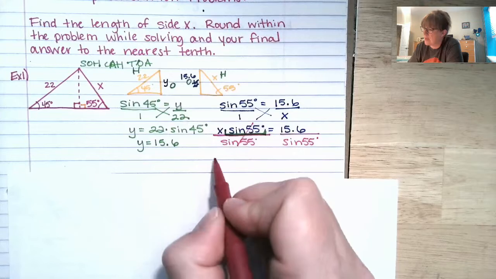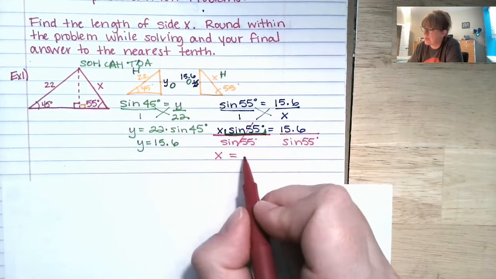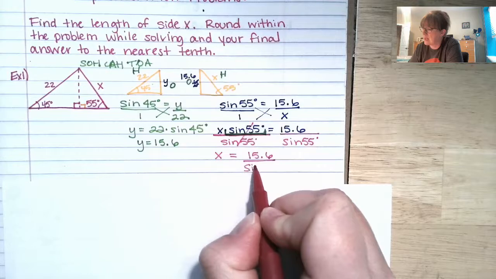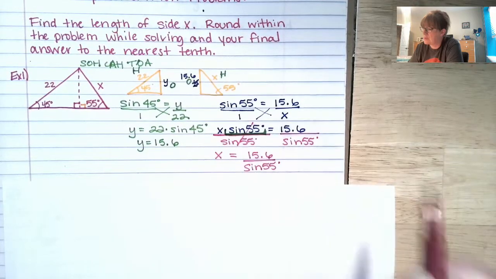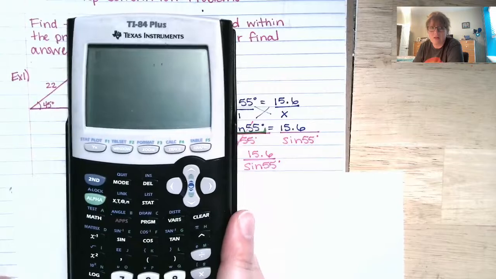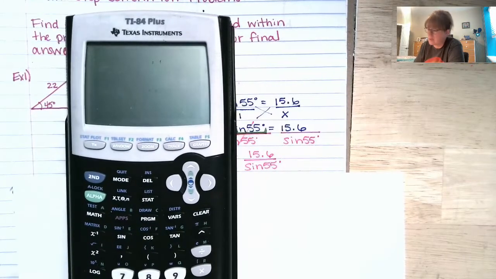Okay, so now we have x equals, and then we're going to put in our calculator 15.6 divided by sine 55 degrees, and we'll get our answer out, okay? So make it easy and put it all in as one step. So we're going to put 15.6 divided by sine 55. We don't need to close the parentheses if we don't want to. If you want to, go for it.